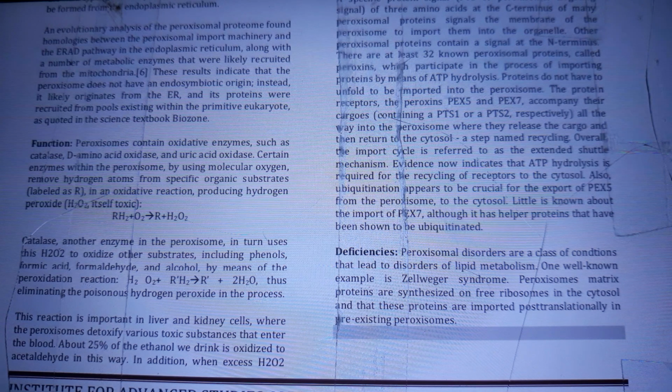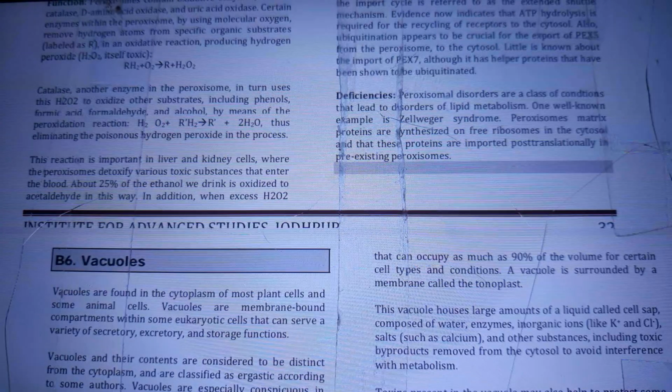Function. Peroxisomes contain oxidative enzymes such as catalase, D-amino acid oxidase, and uric acid oxidase. Certain enzymes within the peroxisome, by using molecular oxygen, remove hydrogen atoms from specific organic substrates, labeled as R, in an oxidative reaction, producing hydrogen peroxide, H2O2 itself, toxic. RH2 plus O2 gives R plus H2O2.